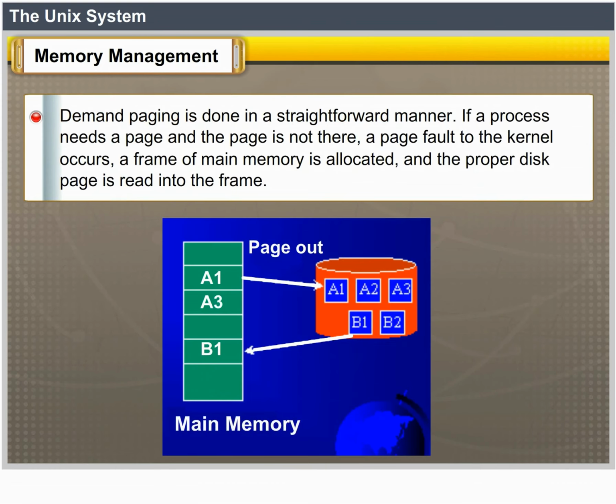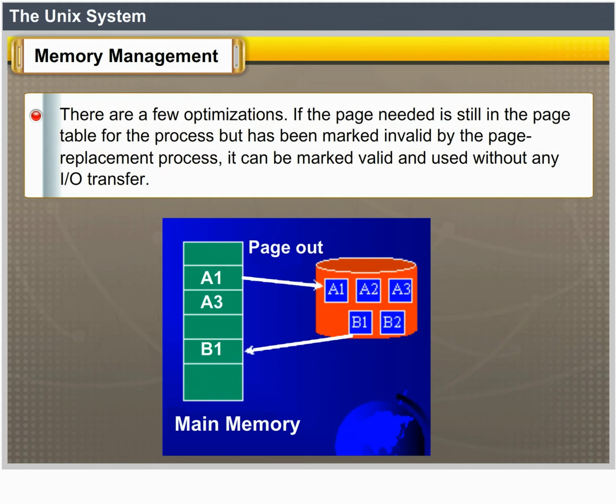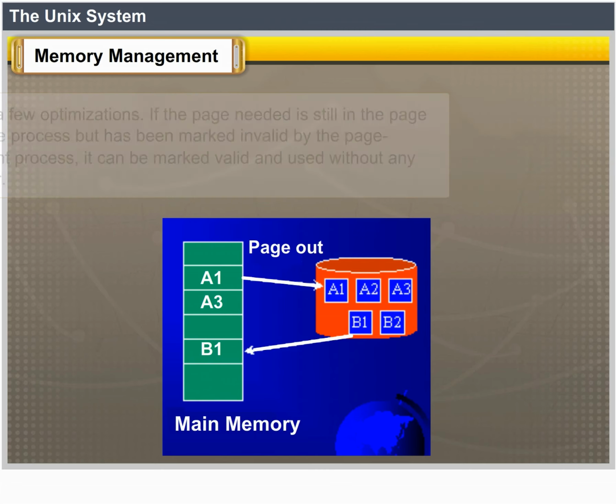Demand paging is done in a straightforward manner. When a process needs a page and the page is not there, a page fault to the kernel occurs, a frame of main memory is allocated, and the proper disk page is read into the frame. There are a few optimizations. If the page needed is still in the page table for the process, but has been marked invalid by the page replacement process, it can be marked valid and used without any I/O transfer.